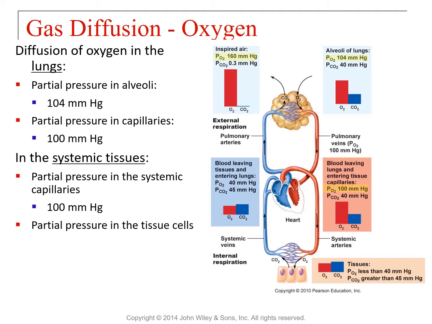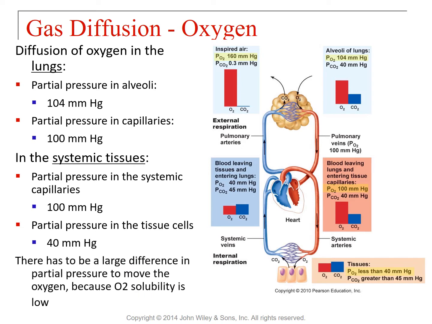This means that the partial pressure of oxygen in the tissue cells is actually less than 40 millibars. Now, this is actually a good thing for us because there's got to be a big difference in partial pressure to move the oxygen from the blood into the tissues. The fact that oxygen doesn't dissolve well into liquid means that it's difficult to move it around in liquid. So in order to get oxygen to move, you've got to have this great big difference between partial pressures.